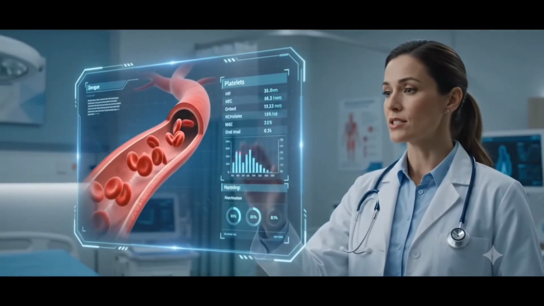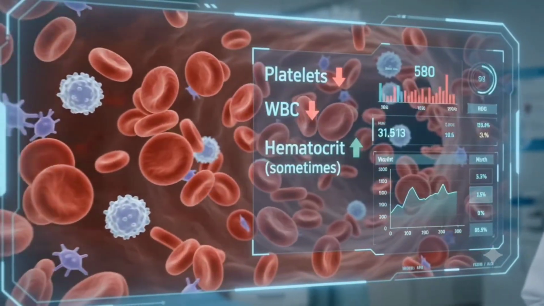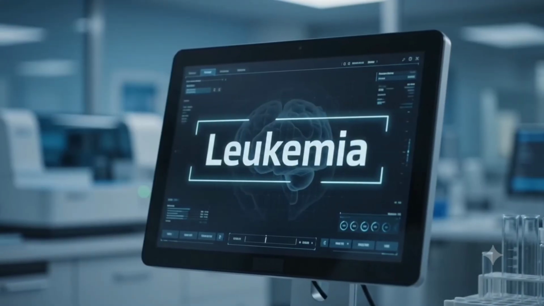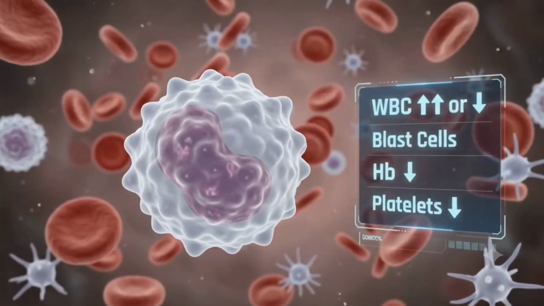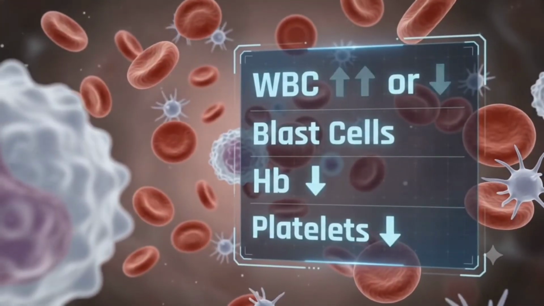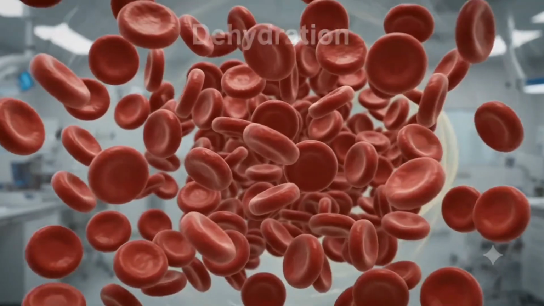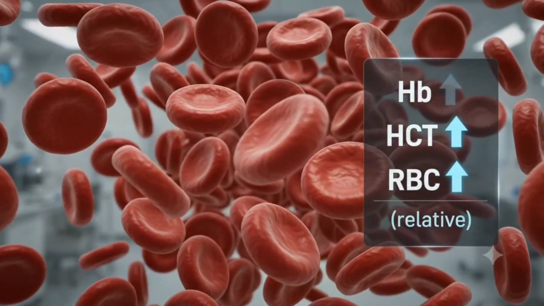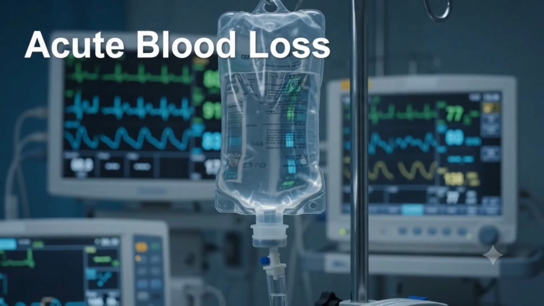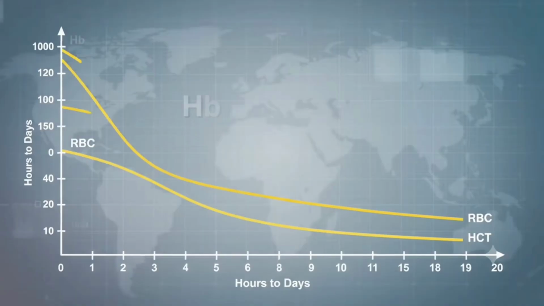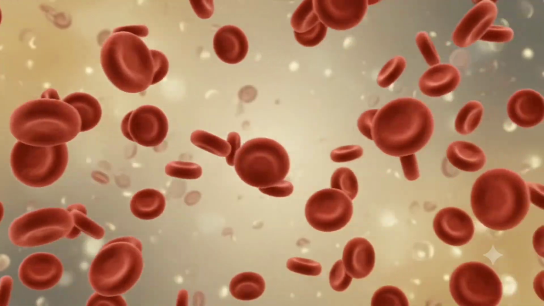Dengue commonly causes low white blood cells and low platelets, increasing the risk of bleeding. Leukemia may produce extremely high or very low white blood cell counts, with abnormal immature cells. Dehydration concentrates the blood, making hemoglobin and hematocrit appear higher than normal. After significant bleeding, red blood cells and hemoglobin gradually decrease over the following hours to days.